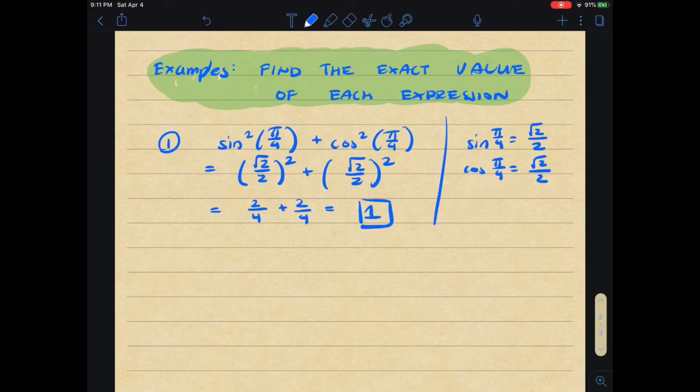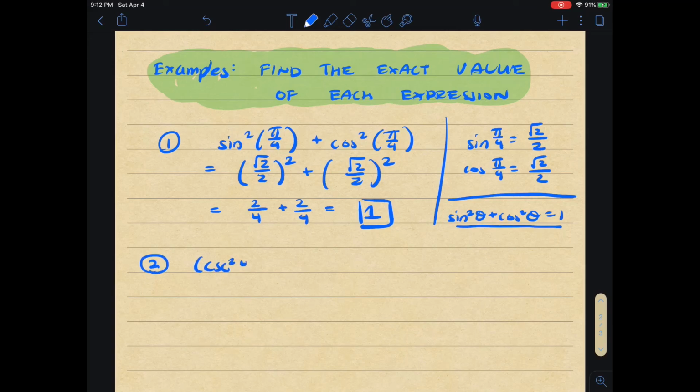By the way, you could have done this problem without doing any work. If you remember your Pythagorean identity, sine squared of theta plus cosine squared of theta equals 1, I could have just noticed that, hey, this whole thing has to equal 1, right? Because this statement here is true for any given angle theta. All right, let's look at another example.